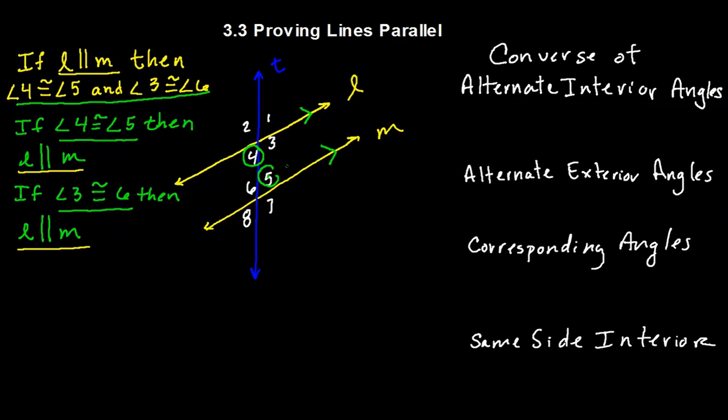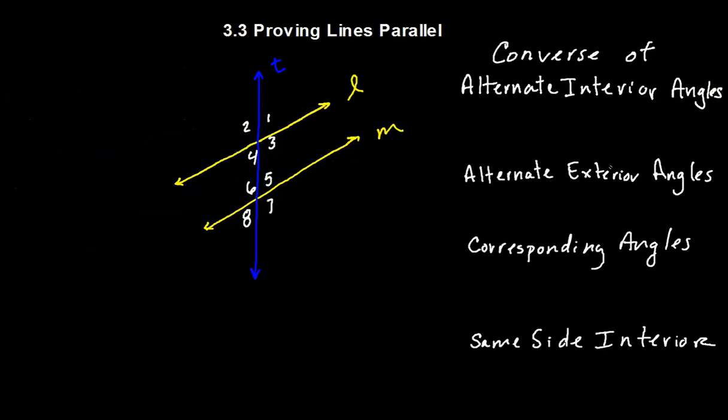So you're working backwards. You're saying that because these angles, 4 and 5, are equal, you're proving that lines L and M are parallel. Same thing with angles 3 and 6. If 3 equals 6, so if they have the same value, you are proving that lines L and M are parallel. So this is called the converse of alternate interior angles.